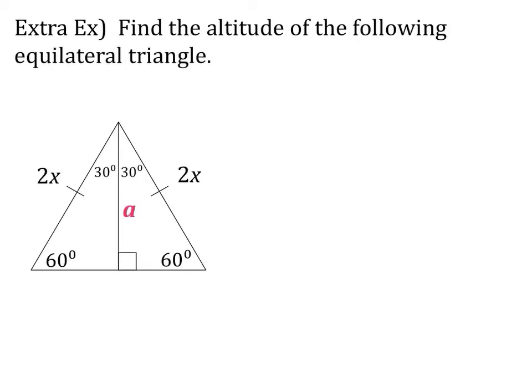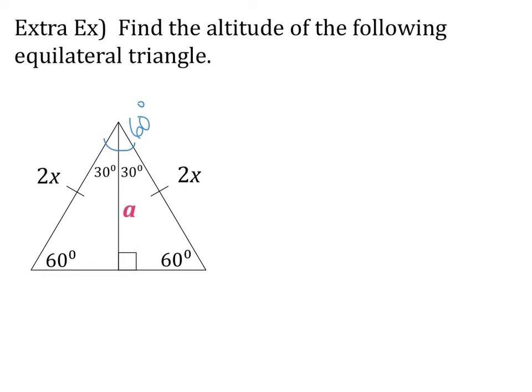All right, for this next example, we're trying to find the altitude of the equilateral triangle. Since this is an equilateral triangle, we know that all 3 angles of the larger triangle are going to be 60 degrees. So that means our altitude, labeled A here, is going to bisect this angle into 2 equal angles of 30 degrees. So we have 2 30-60 right triangles.